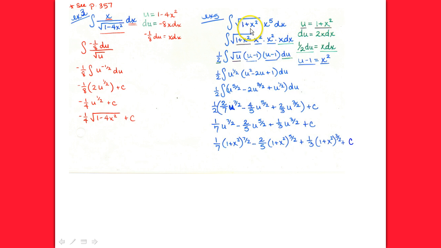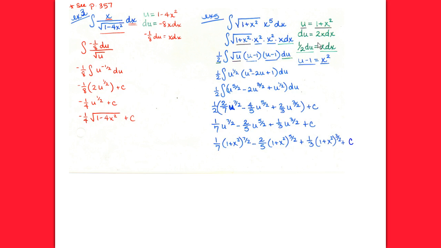So if I'm going to change this x to a u, then I'm going to need this to be in terms of du. So I need to find the differential du. So I'm going to go through and say the derivative of 1 plus x squared is 2x. And so then the differential du would be 2x dx.